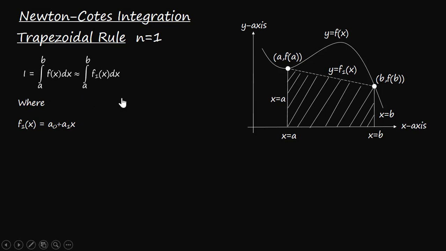Now just now we discussed the basic concept of Newton-Cotes integration. That was, we can replace the complex function f of x with a comparatively simple function, that is the polynomial function of degree n. Now if we consider the value of n is equal to 1, then the formula obtained is called the trapezoidal rule. Now if we substitute n is equal to 1 into the polynomial equation, we will get this linear polynomial, which is a naught plus a1x.